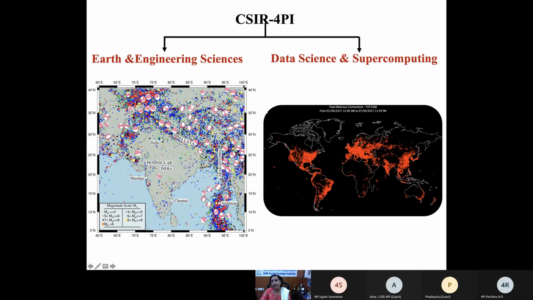And this picture on the right hand side is very nice. We have a cybersecurity test bed in our organization, which captures malicious connections. These are the malicious connections captured across the world for a week in the month of September. All these red dots are malicious connections generated in the network, and these dots actually represent a cluster of computers, not a single computer. So it gives an idea of the magnitude of the malicious activities all over the world, and we do research on this.